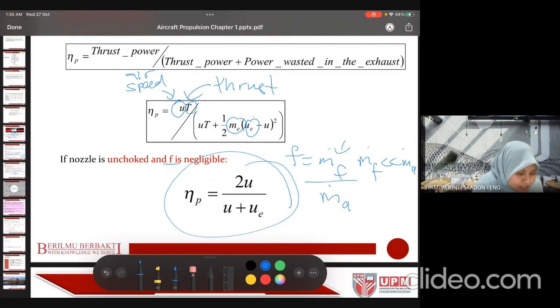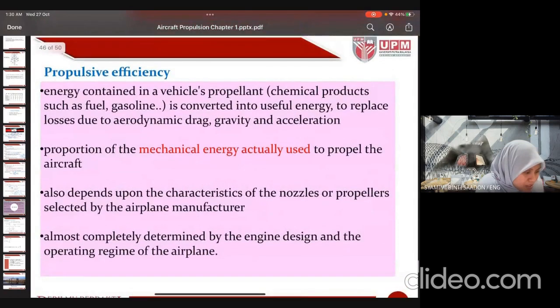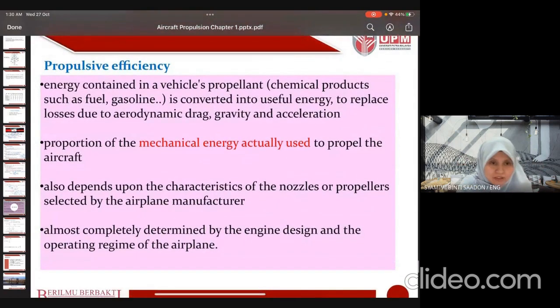Nozzle unchoked means that PE, the exit pressure, is equal to ambient pressure. So we can use this simplified or ideal case propulsion efficiency. Okay, this is the simplified version. The longer version is this one. Okay, last one, propulsion efficiency. So this is the explanation on the propulsion efficiency.